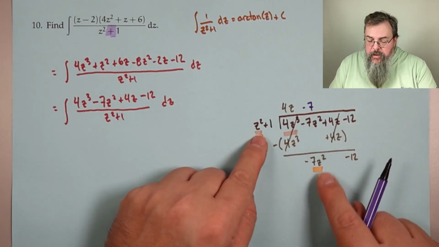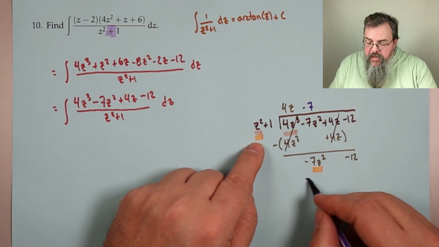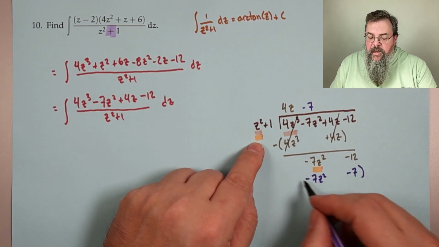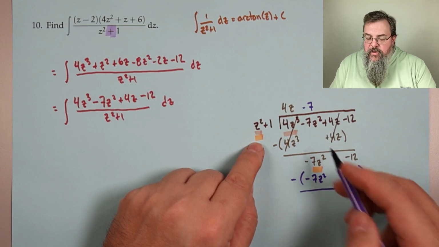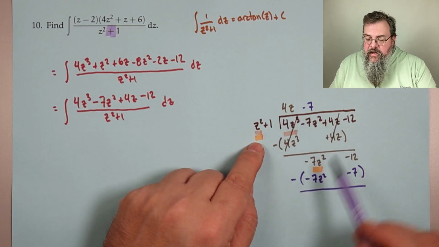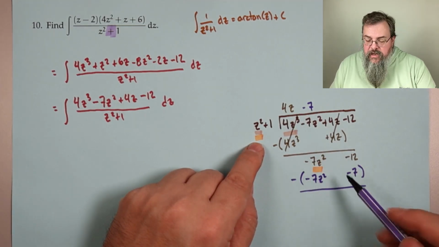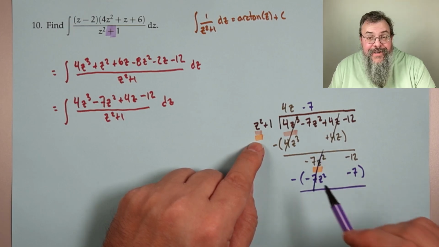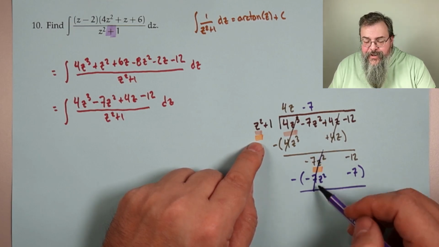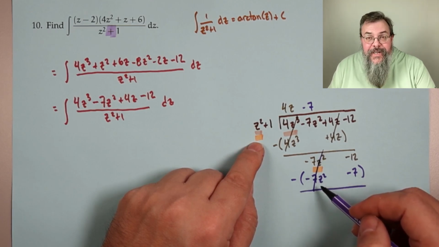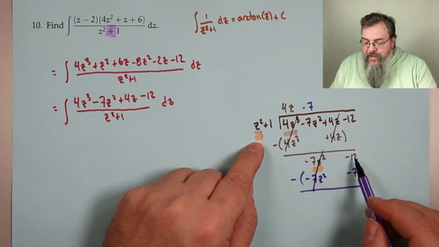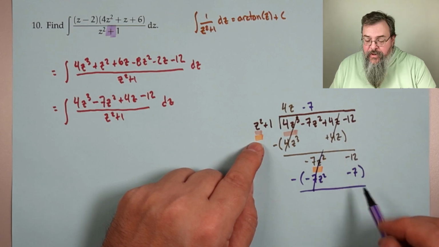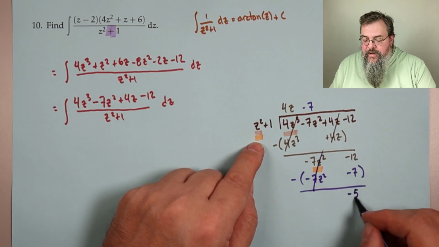And again, multiply minus 7 through it to update. So minus 7 z squared minus 7, and subtract. So in other words, the 4z minus 7, it changes what you have left to account for. Here we get cancellation. By design, these first terms will always cancel. If they didn't, you did it wrong. Minus 12 subtract minus 7. It's like minus 12 plus 7, which gives us negative 5.